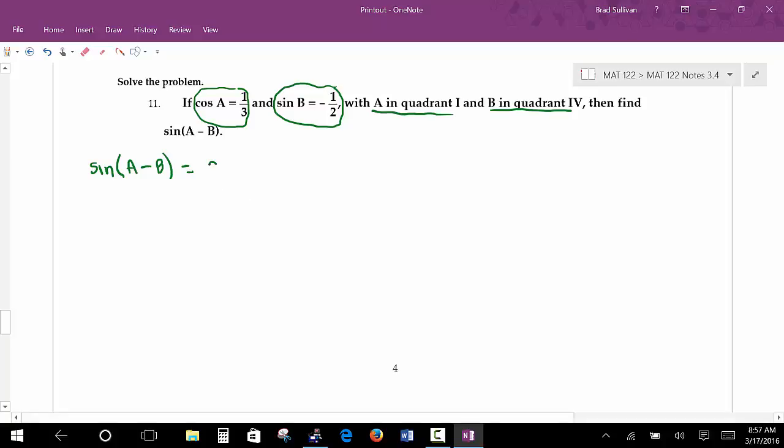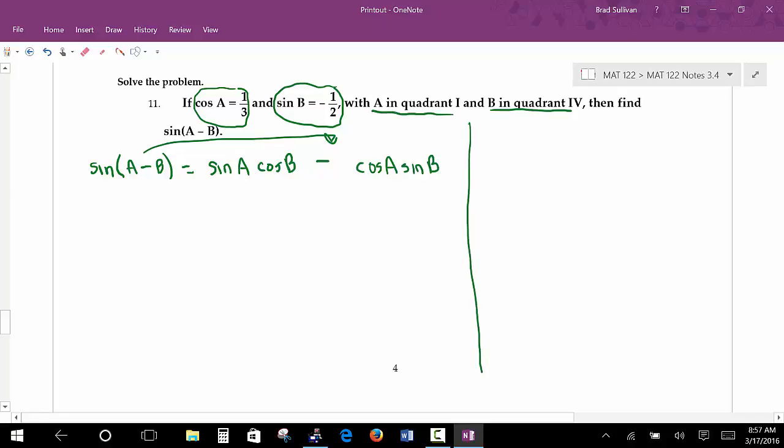What we're going to do to start with is write down our sine difference identity. Okay, so sine identities go sine, cosine, cosine, sine, like that, with the same sign. So that's the identity that you know. What we're going to do is analyze the given information, and then that will figure this out. Now notice I gave you the cosine of A, so that 1/3 is going to go there. I gave it to you, so we know what that is. Notice that I also gave you the sine of B, so that is negative 1/2. That's going to go there.